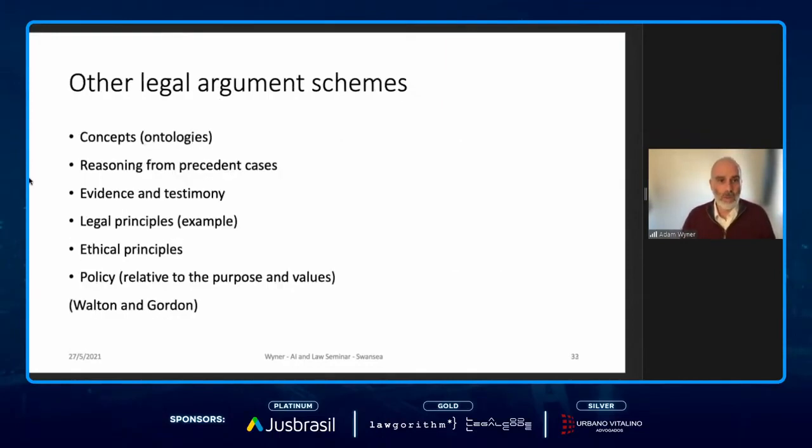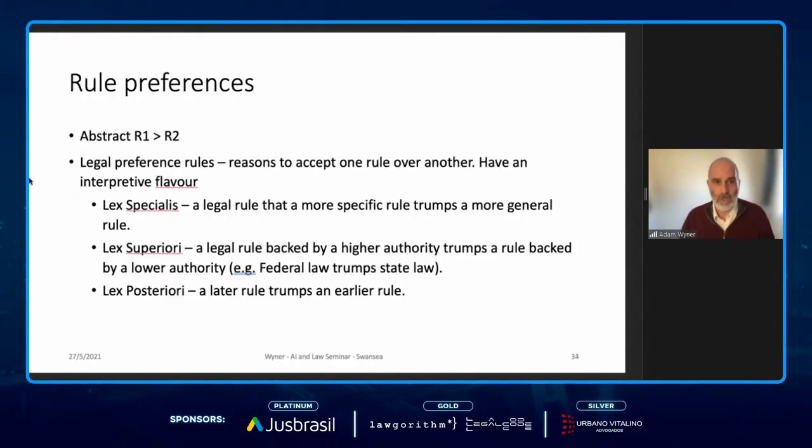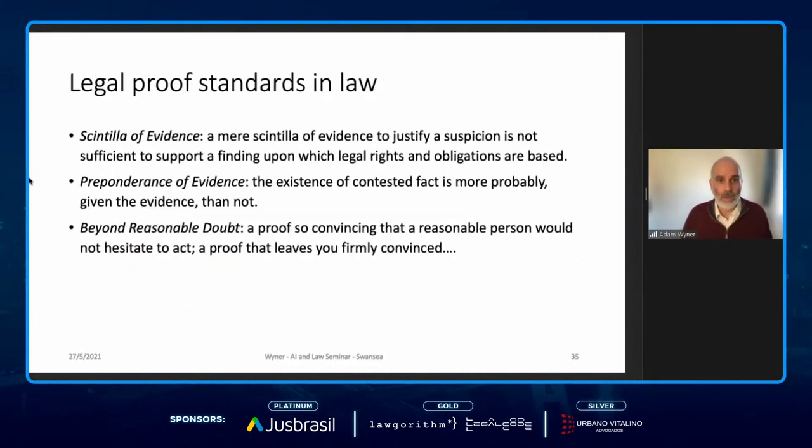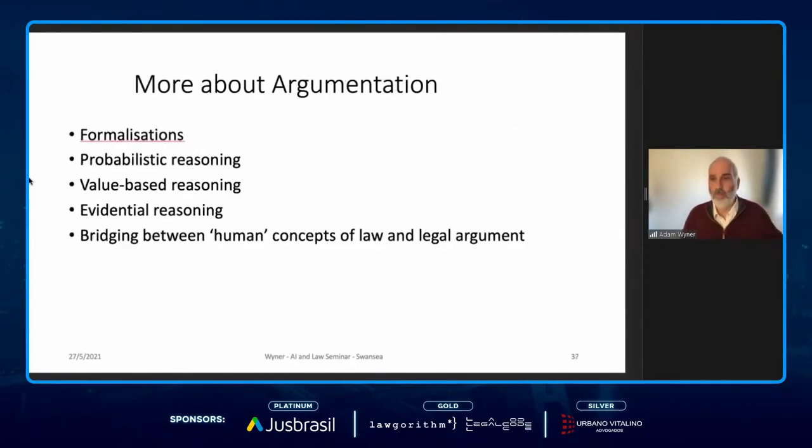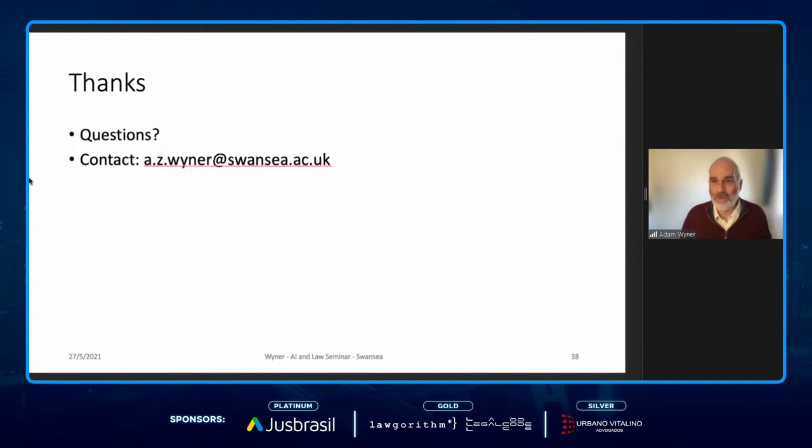And there are many other legal argumentation schemes. And then we can also talk about rule preferences that hold between rules. This also may be another way to determine which is a winning argument. That is, it's a winning argument when the rule that's being applied has satisfied one of these preference rankings. And there's also a related notion of standards of proof that are also tied to abstract argumentation. And there's a lot more about argumentation that I certainly won't talk about. And that's it. Thank you very much.